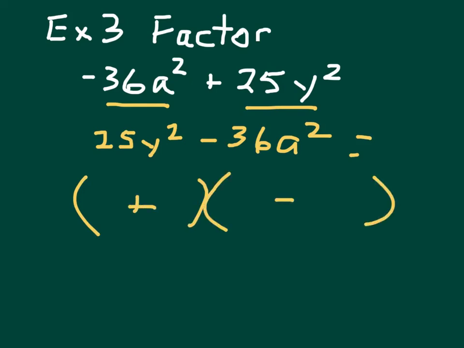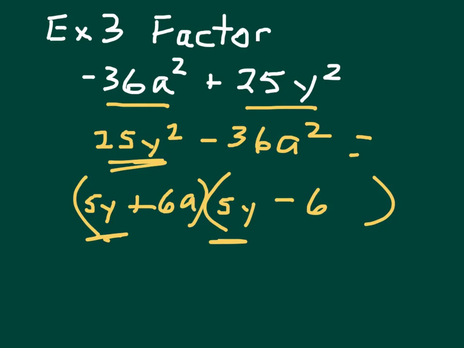Okay, what does 25y squared break into? Well, that breaks into 5y, because 5 times 5 is 25, and y times y is y squared. So the first term here is the first term in each of these. And what does 36a squared break into? Well, what times itself is 36? 6. And what times itself is a squared? A times a. And I'm done.